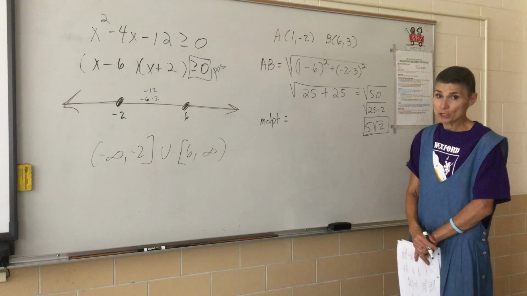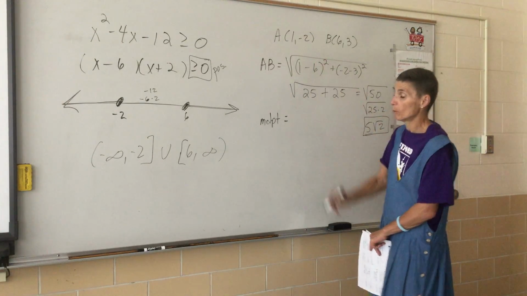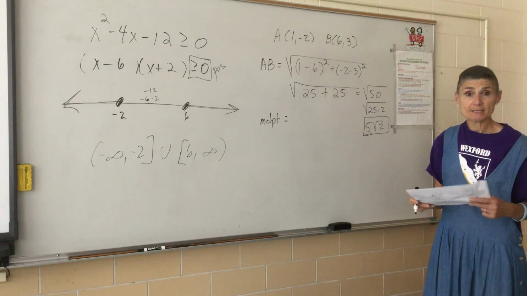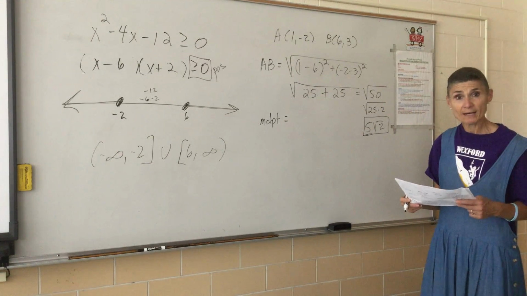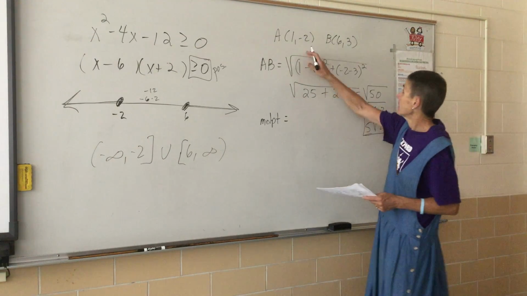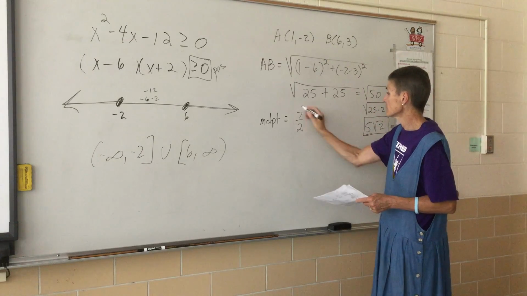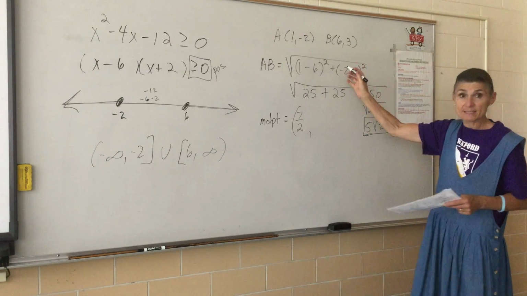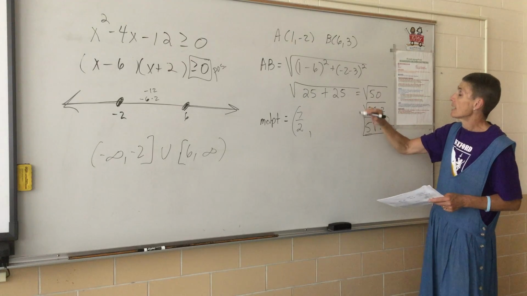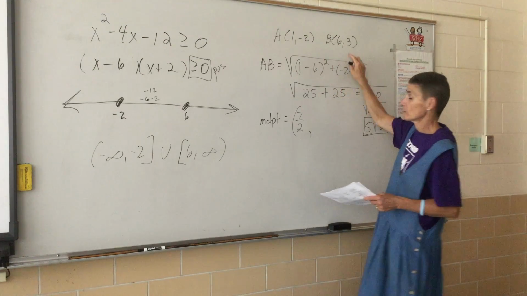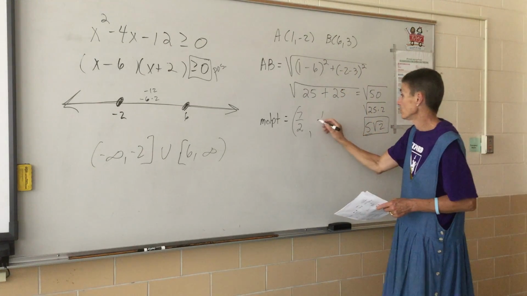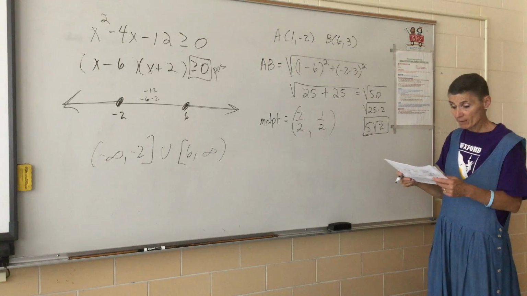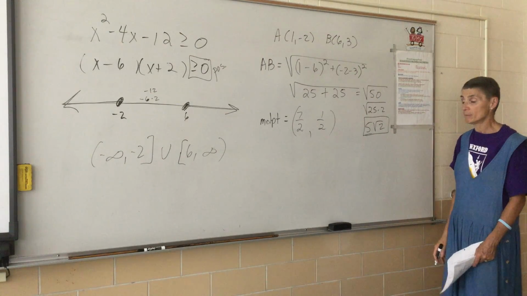Midpoint is average. So go back to the original 2 points. We're going to add the x's and divide by 2, and add the y's and divide by 2. So adding the x's gives me 7 halves. 1 plus 6 is 7, divided by 2. Adding the y's, -2 and 3 makes 1, divided by 2 is 1/2. There is your midpoint.